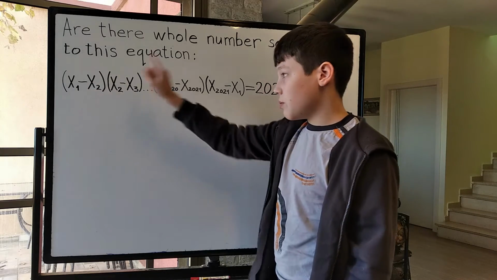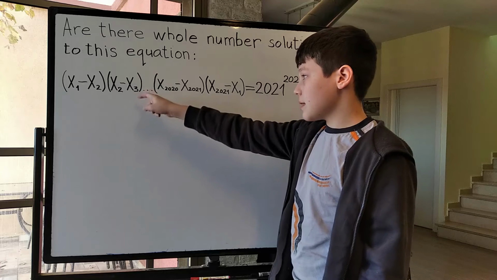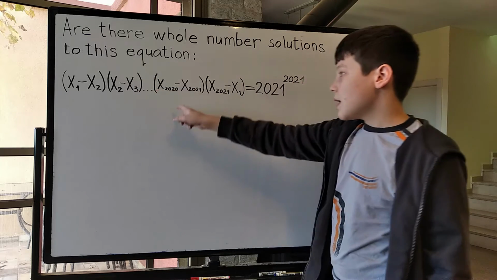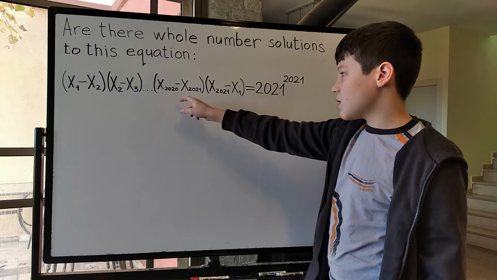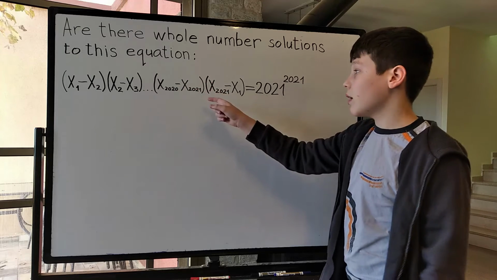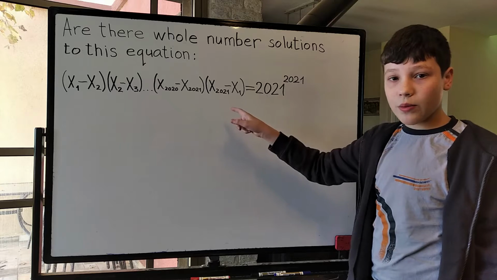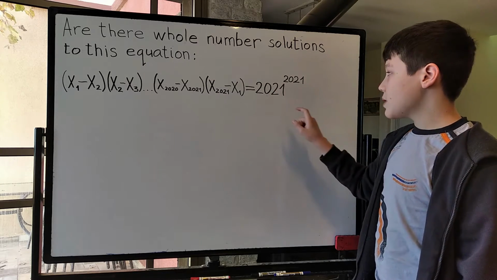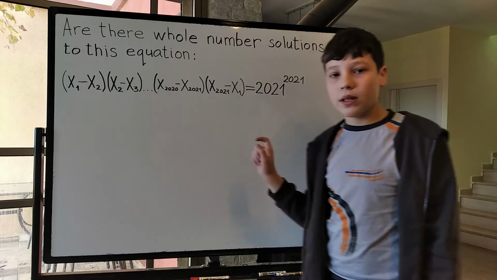(x1 minus x2) times (x2 minus x3) times (x3 minus x4) and so on, up to (x2020 minus x2021) times (x2021 minus x1), is equal to 2021 to the power of 2021.